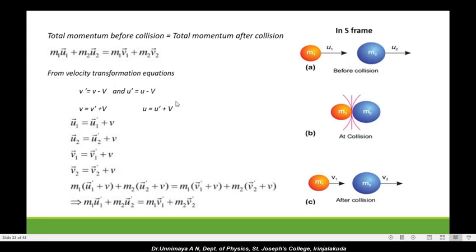So from this equation, we can write what v and u are. That is, v is equal to v prime plus capital V and u is equal to u prime plus capital V. From these velocity transformation equations, we can write u1, u2, v1, v2 according to their transformation equations, like u1 is equal to u1 prime plus V, u2 is u2 prime plus V, v1 is v1 prime plus V, v2 is v2 prime plus V.